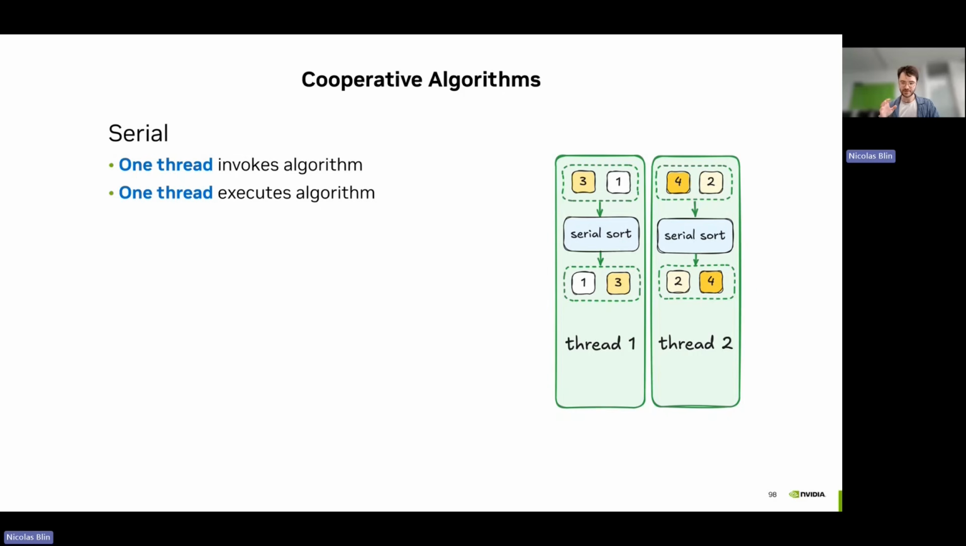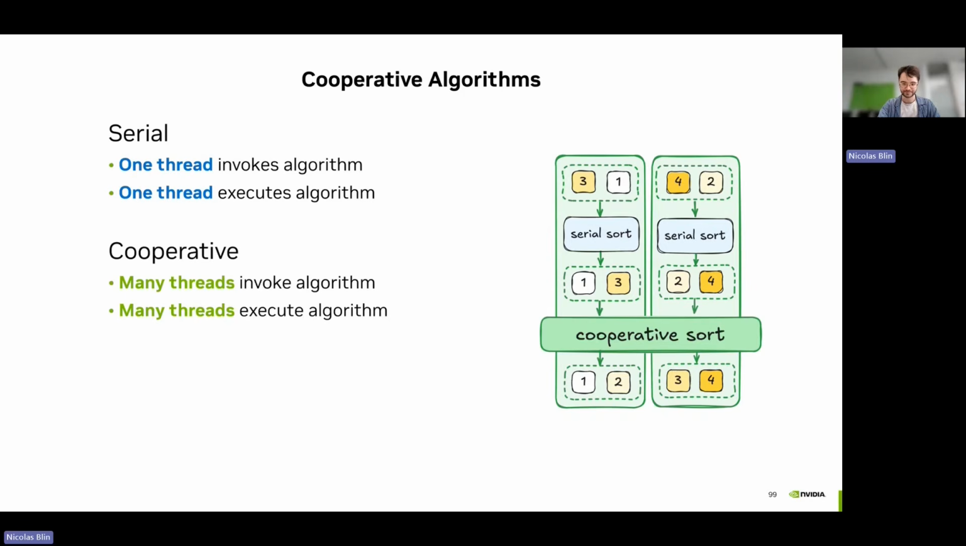So when we talk about std::sort, it's a serial algorithm. So a serial algorithm is both called and executed by a single thread. So if two different threads each call the serial algorithm, the input from one thread cannot affect the output of the other. Cooperative algorithms, on the other hand, are invoked by multiple threads and they are executed collectively by all the threads at the same time.